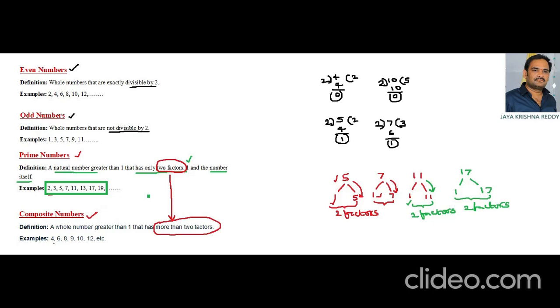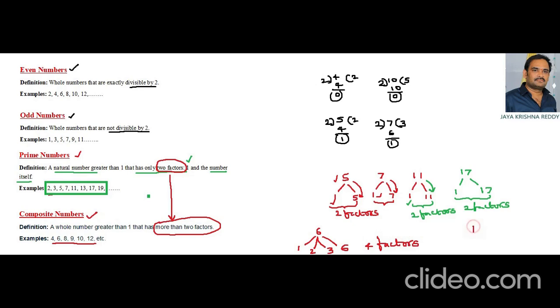So here you can see the numbers 4, 6, 8, 9, 10, 12. Let us take one number. Suppose 6 I am taking. It is divisible by 1 and also divisible by 6. So it has two factors. But it is also divisible by 2 and also divisible by 3. So the number 6 is divisible by 4 numbers, 1, 2, 3, 6. So it has 4 factors, means more than 2 factors. Therefore 6 is nothing but a composite number.